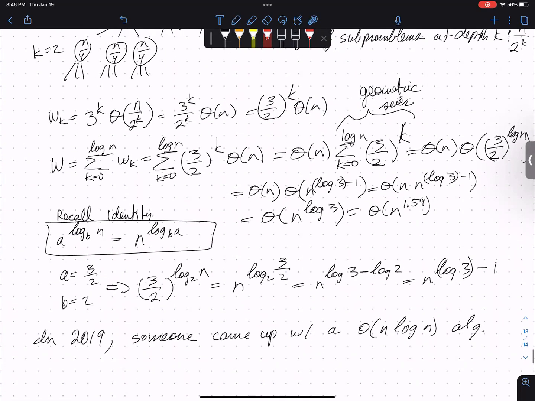If the amount of work done at each level was like n to the 4, then everything would rise, but it still would be the sum of all that. For example, if this was n to the 4, then summing from 0 to log n would give us n to the 4 log n. So the work at each level would still need to be summed over all the levels.